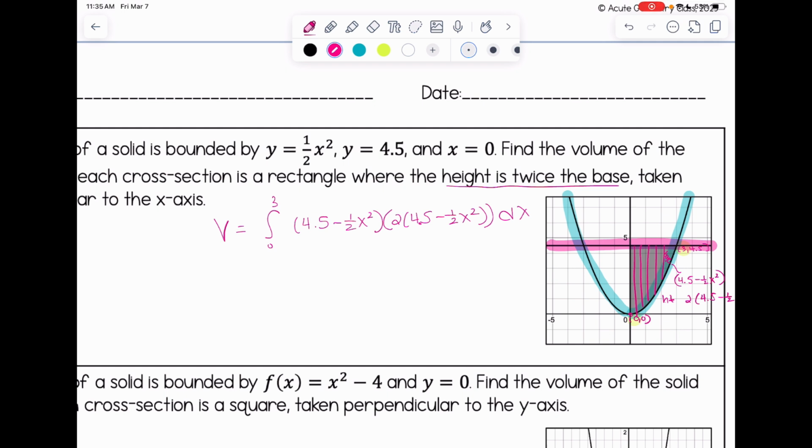So we could clean this up a little bit. We could rewrite this as the integral from 0 to 3 of 2 times (4.5 minus 1/2 x squared) dx. Okay, we could also pull that 2 in front of the integral. We could do a few different things. And then we can go to our calculator, evaluate this integral, and we're going to get for our volume 64.8.